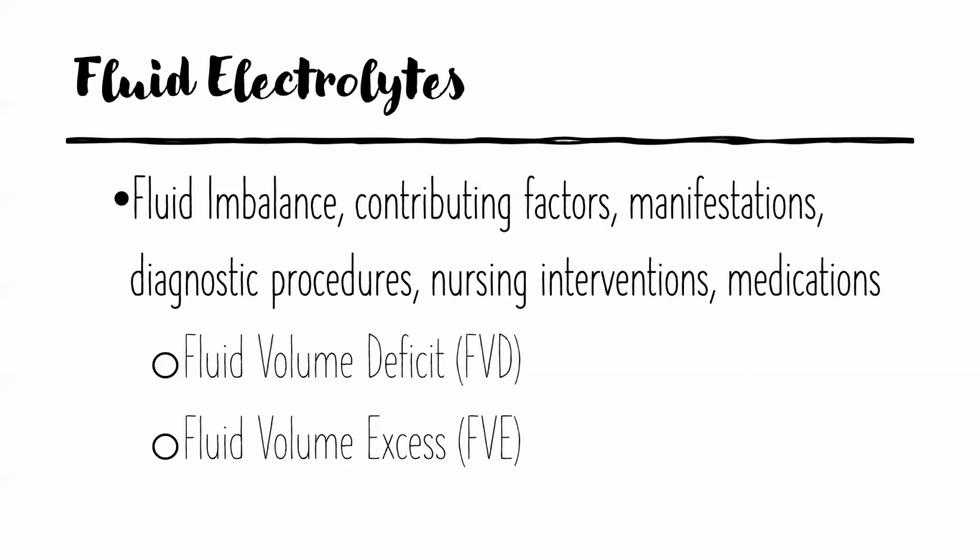So the diagnostic procedures you can expect to see for a patient with fluid volume deficit is testing and looking at their serum electrolytes, their BUN, their creatinine, their hematocrit, and their hemoglobin. We also may be looking at their urine specific gravity and the osmolarity of their urine.